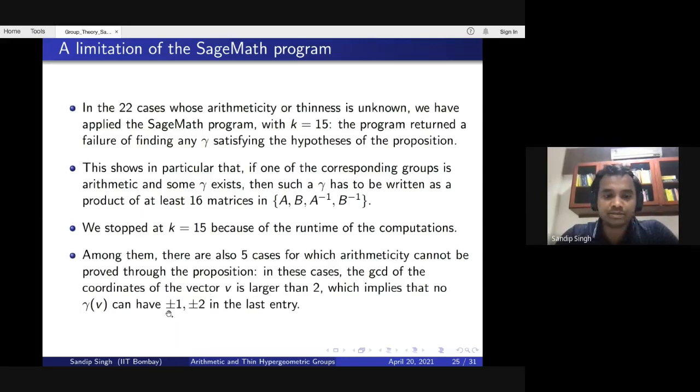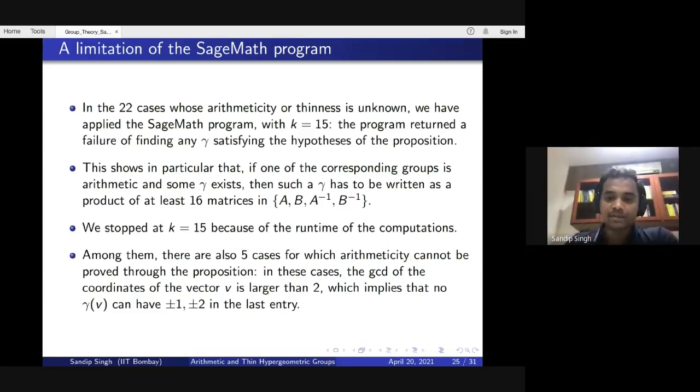In these cases, the GCD of the coordinates of the vector v is larger than 2, which implies that no such gamma exists. So the GCD of the coordinates of v is bigger than 2, so there will be no gamma. It means gamma v will always have entries which are multiples of that GCD. That's why I was saying that in one of the cases where the GCD was 4, it is not possible to find such a gamma. There is actually no such gamma. For example, in that case, the GCD of the entries of v was 4.